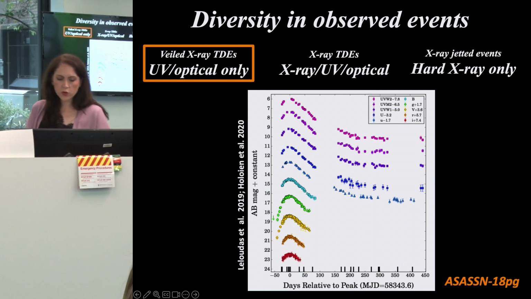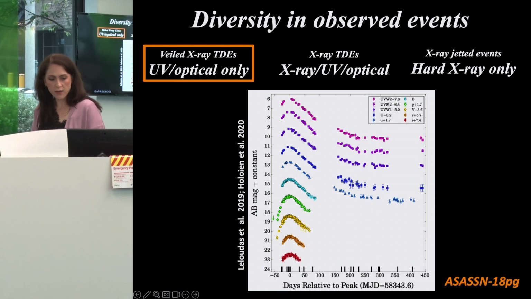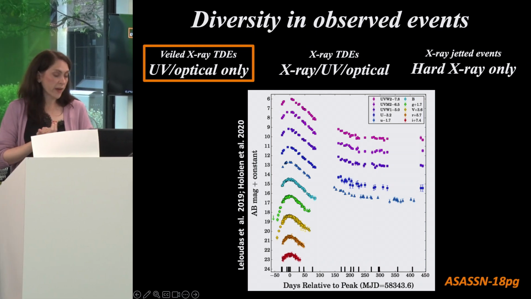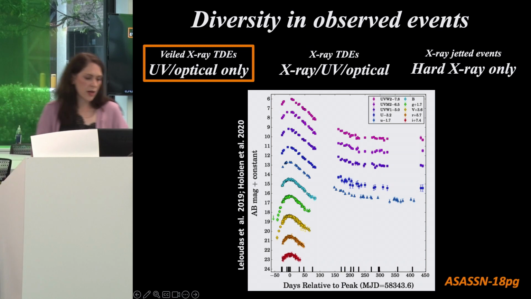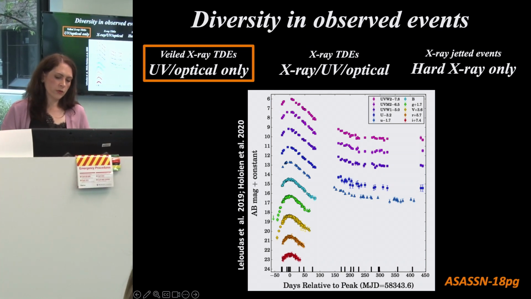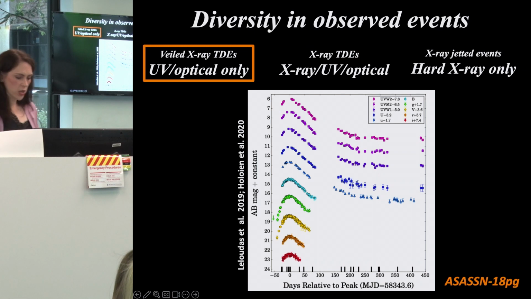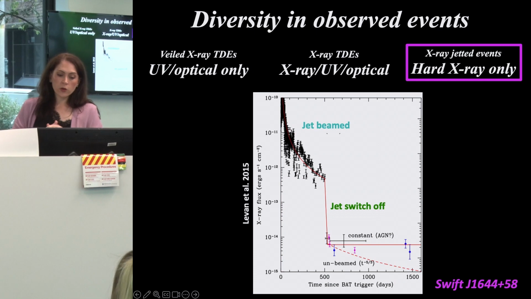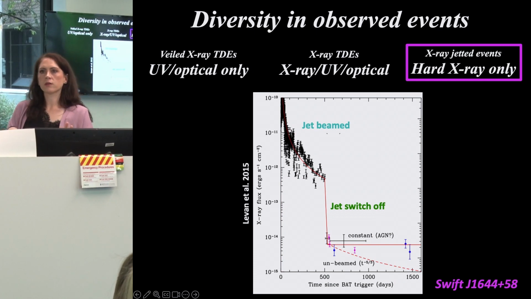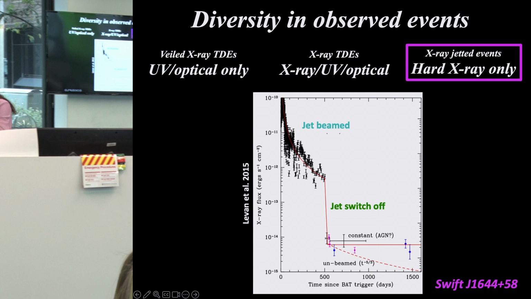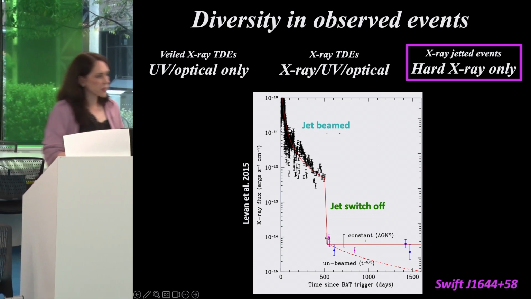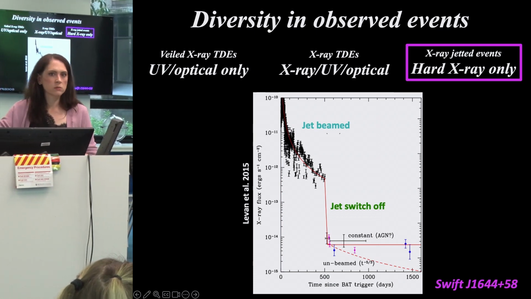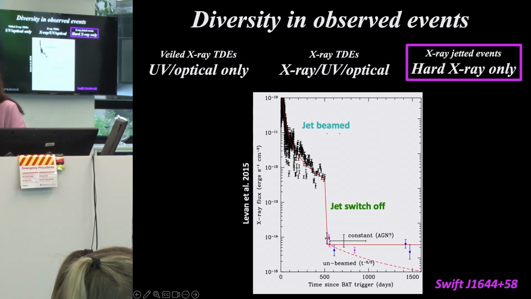Then we have other events which do not seem to exhibit any observable X-rays, and this is actually the majority of events. We call them veiled X-ray TDEs, or just UV optical events, and they are only observable in optical or UV, like this event here, ASASSN-18pg. That's where most events fall into the category. In the last few years, we've also found some events that emit only in hard X-rays. The X-ray UV optical events are soft X-rays, while this is hard. So what does hard mean? Anything above about 5 keV, or 10 keV.